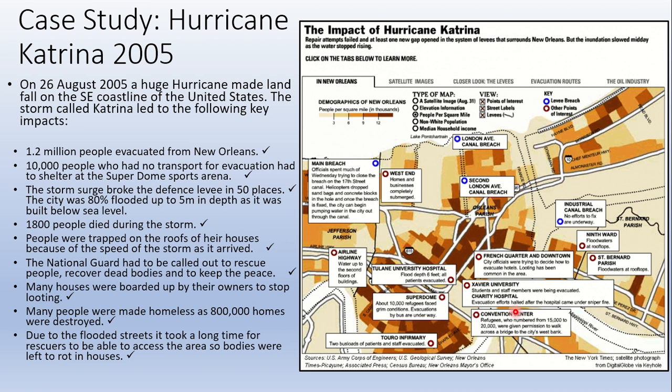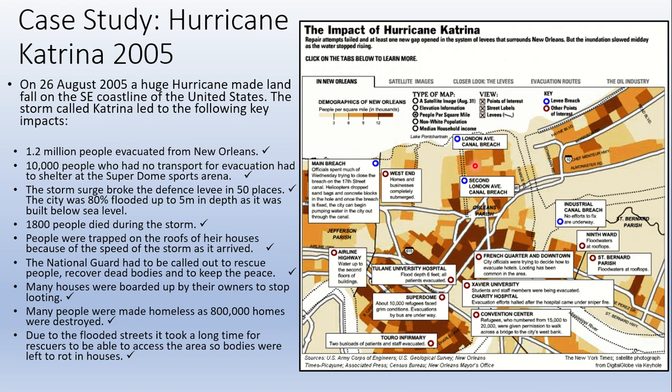The defence levee, if you haven't been taught that yet, is the dotted line on the map that you see to the right hand side. A levee is a wall that you build out of concrete, and it is basically there to defend a city against rising water. It's a flood defence wall. That's what it is, and it's called a levee.